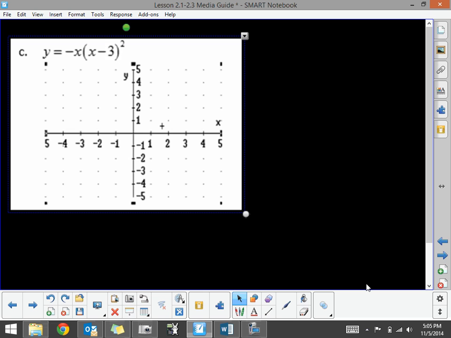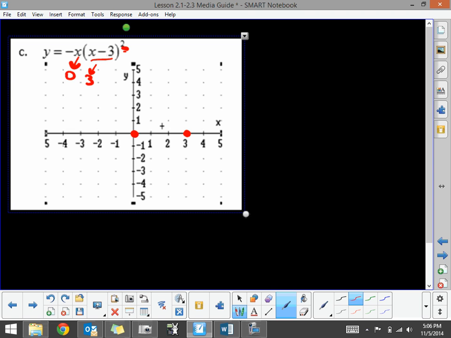So let's tackle C. What we see is this is already in factored form, and since it's in factored form, it makes it relatively simple to graph the general shape. So if x is a factor, then 0 is one of our x-intercepts, and if x minus 3 is a factor, then 3 is our x-intercept. But there's a multiplicity of 2 there, so I've got to pay attention to that.